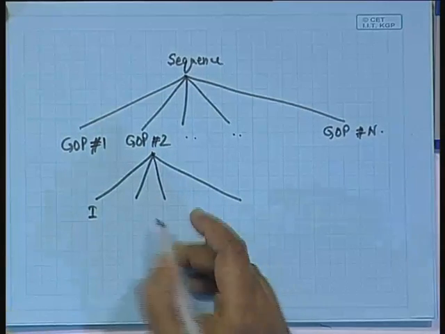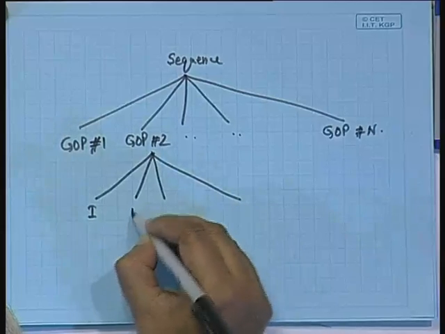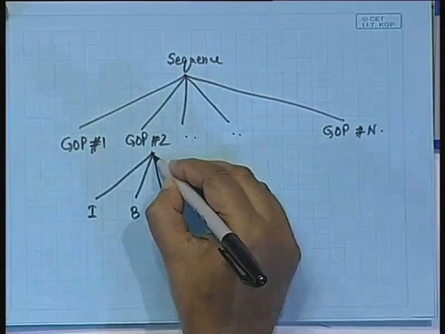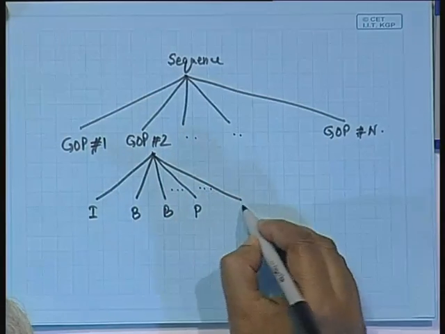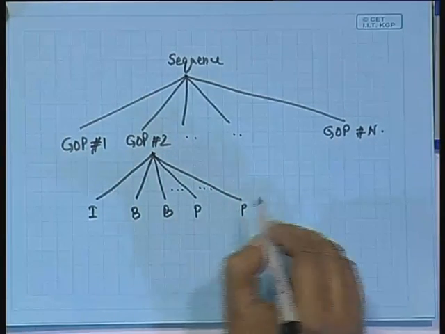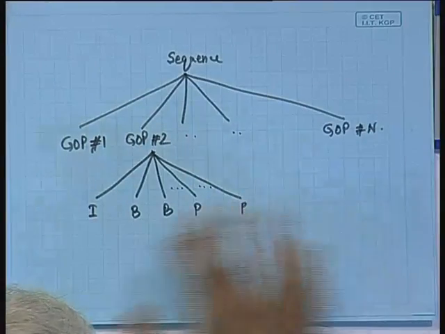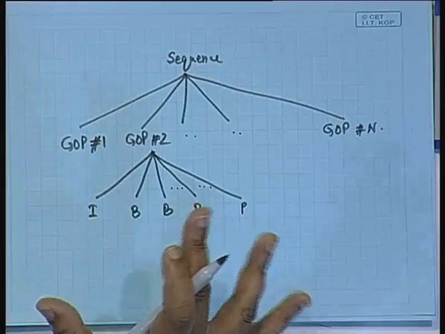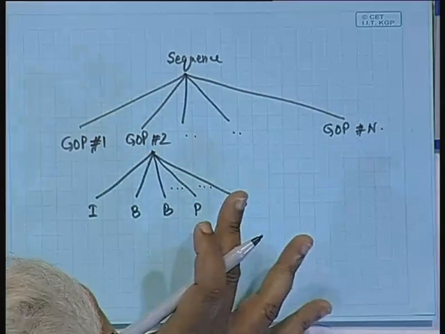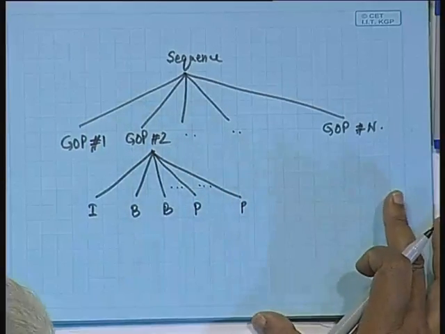I frame, followed by some B frames, with some P frames in between. Again it will have more P frames and B frames in between. So, this is how the GOP structure will be. This also we have discussed.